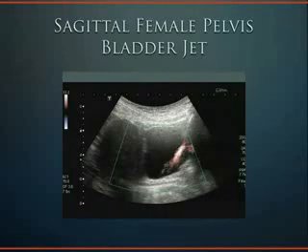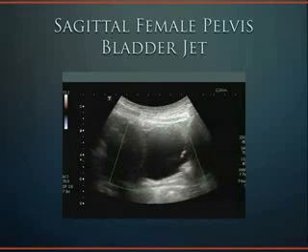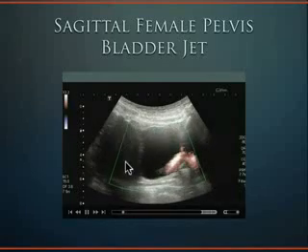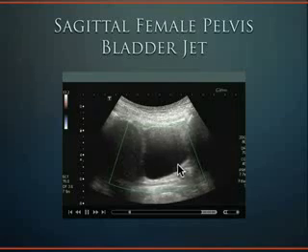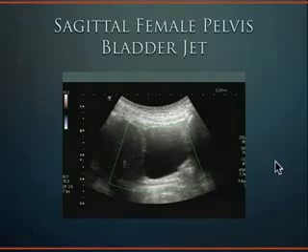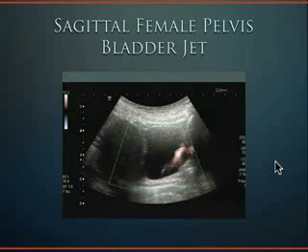And this is an example here of the sagittal female pelvis. We can see the uterus poking up over here. This is the bladder here. So this is the back of the bladder. We can see bladder jets sort of coming in and out as this patient's making some urine there. There's a nice bladder jet there, in the sagittal female pelvis.